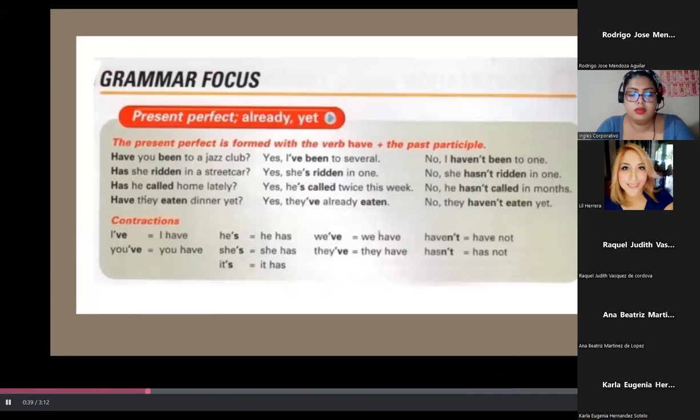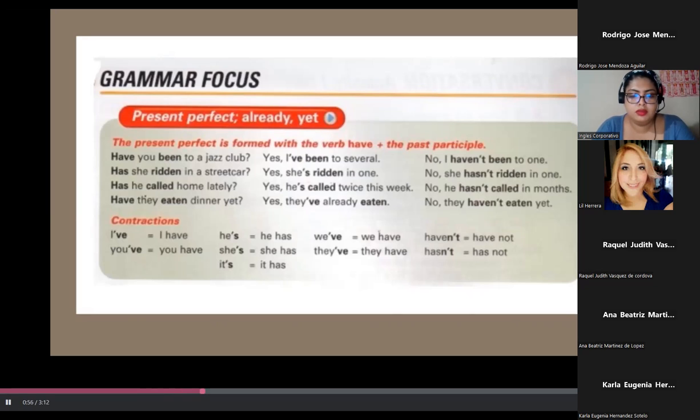Has she ridden in a streetcar? Yes, she's ridden in one. No, she hasn't ridden in one. Has he called home lately? Yes, he's called twice this week. No, he hasn't called in months.